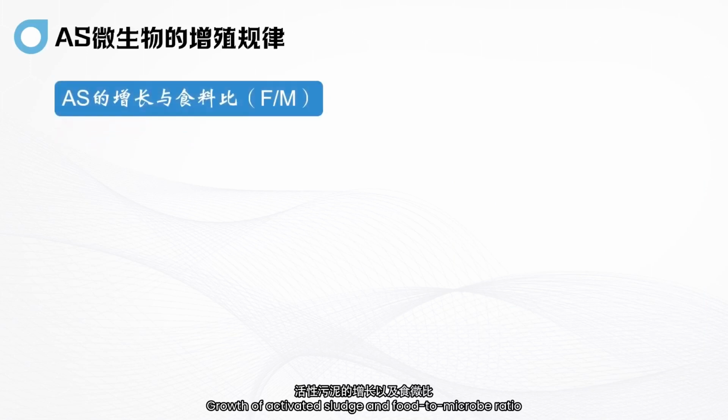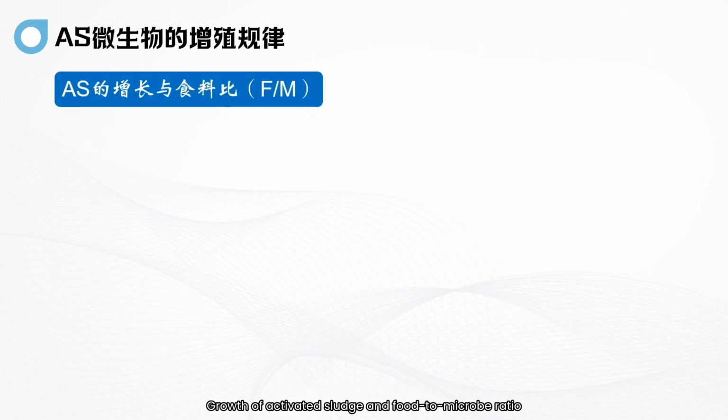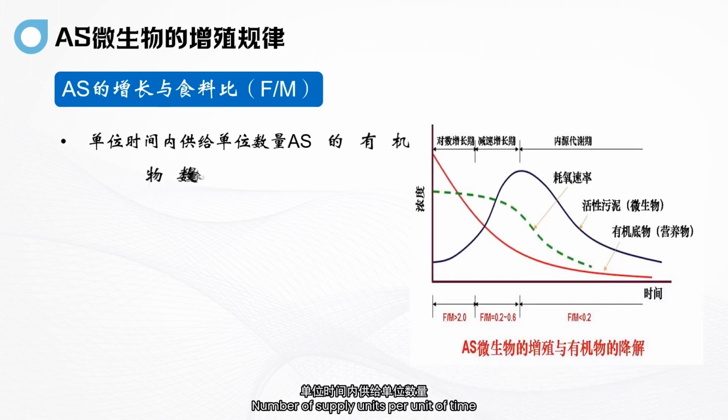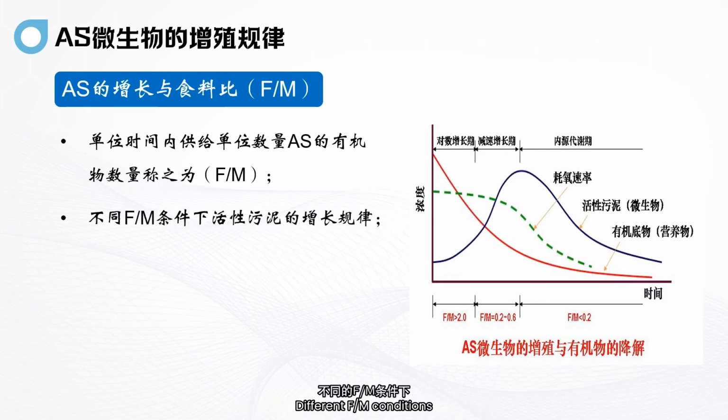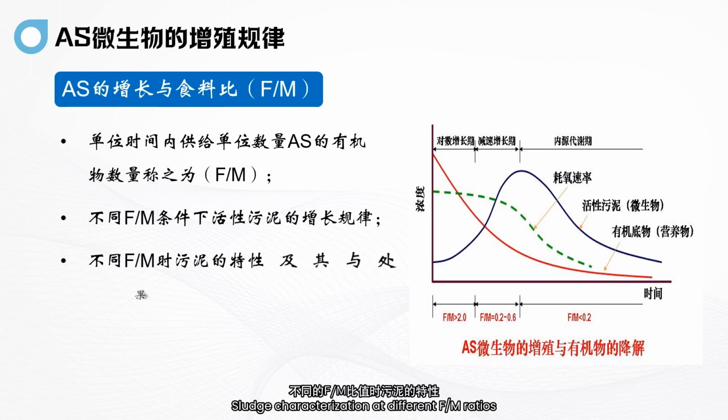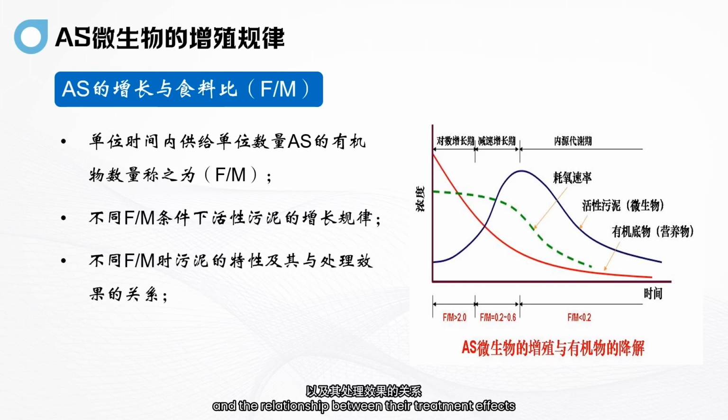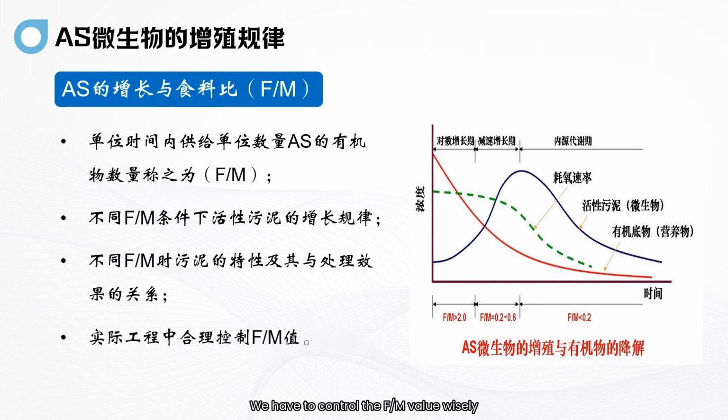Growth of activated sludge and the food to microbe ratio, also known as the F/M ratio: the amount of organic matter supplied per unit of activated sludge per unit of time, we call the F/M ratio. Under different F/M conditions, the growth pattern of activated sludge is different. We can see in the figure that sludge characteristics at different F/M ratios and their treatment effects differ. In actual projects, we have to control the F/M value wisely.